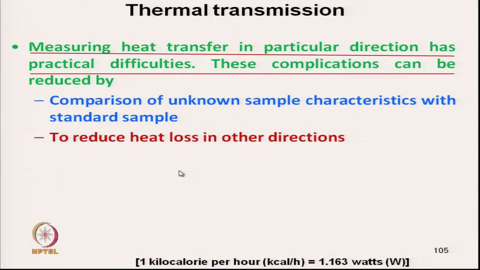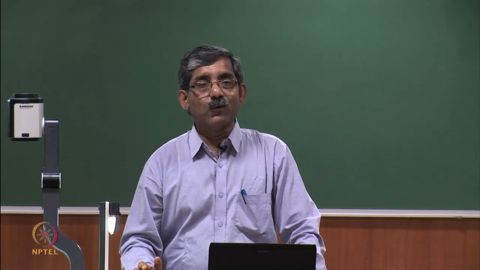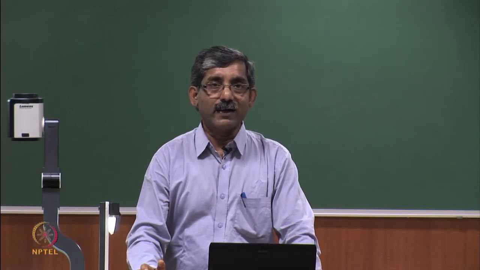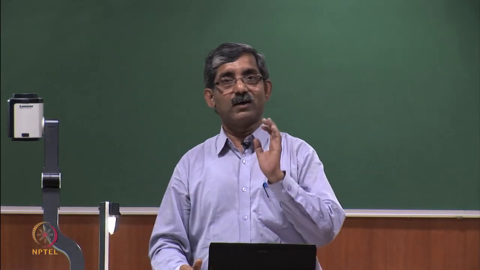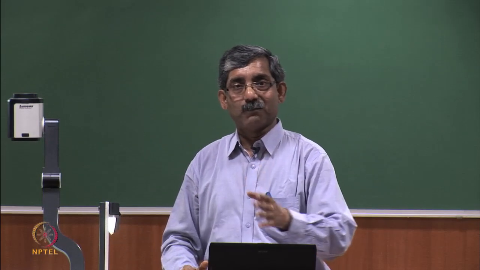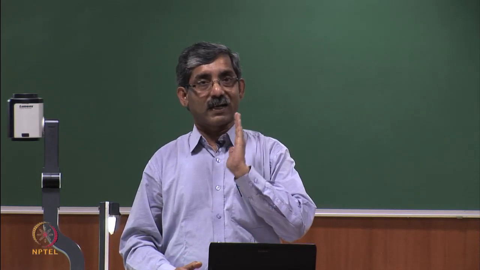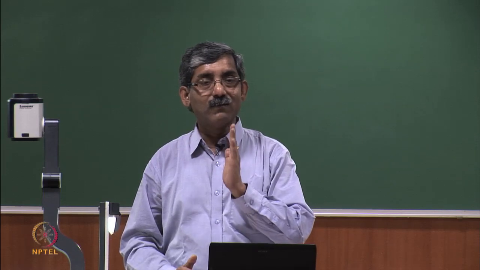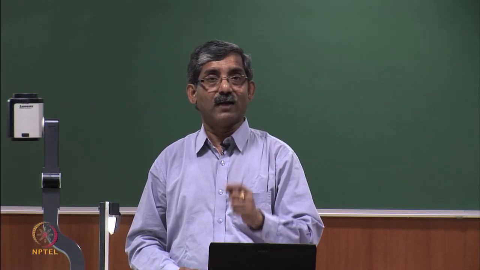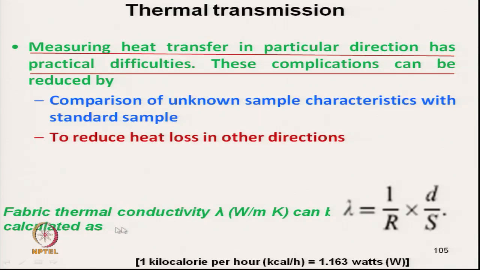Another way of measurement is to reduce the heat loss in other directions. If we can somehow direct the heat towards one direction and block the heat in all other directions, so that we can channelize the heat only through the specimen, we can measure the thermal transmission directly. Fabric thermal conductivity, as we have already discussed, is expressed by this formula.